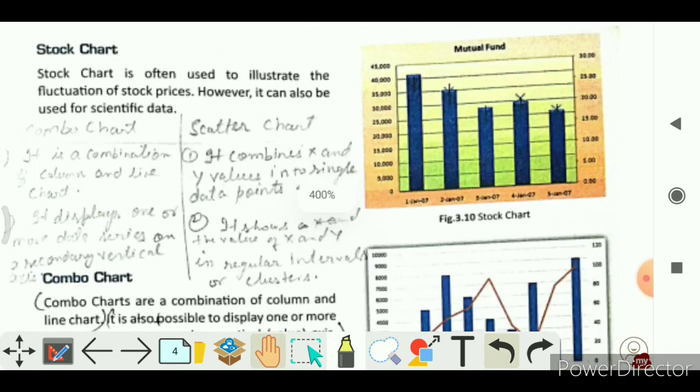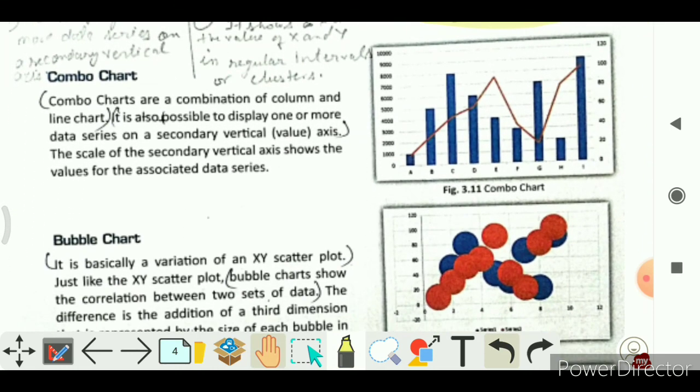Now we take another chart, which is the stock chart. Stock chart is often used to illustrate the fluctuation of stock prices. However, it can also be used for scientific data. So here you can see, this is the stock chart and this is used to show the fluctuation in the stock, right? This is also used in scientific work, right?